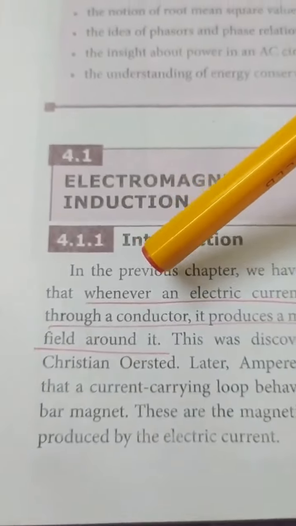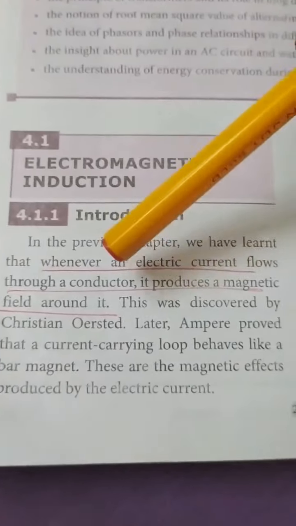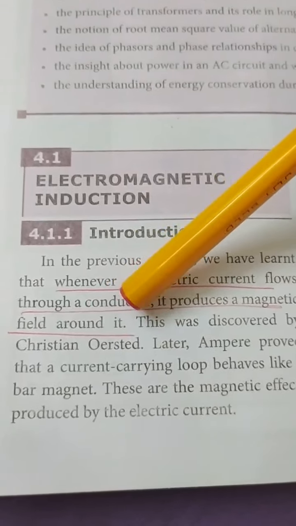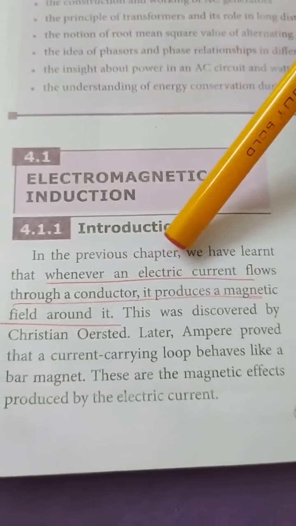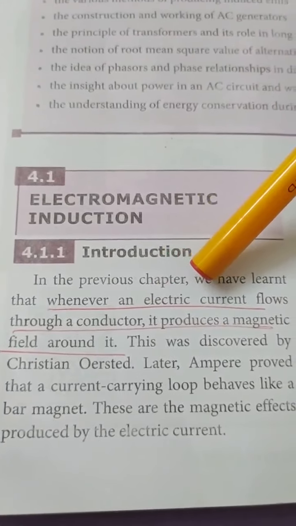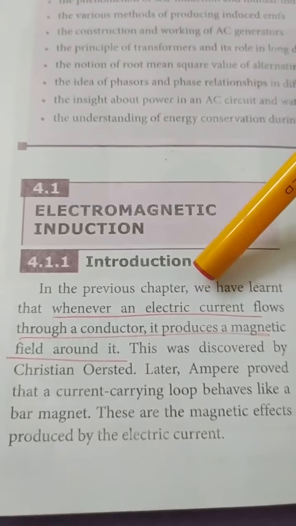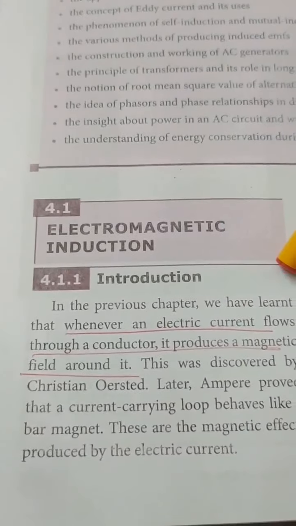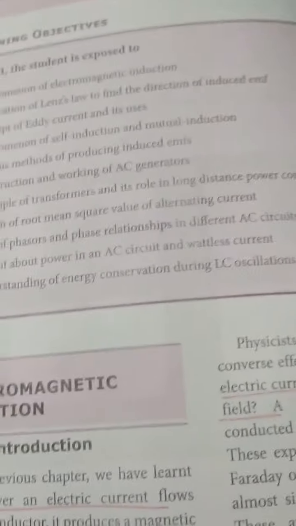And here you know this familiar fact that whenever electric current flows through a conductor, it produces a magnetic field around it. So that is a familiar fact. Current flows, heating effect is produced. Also if current flows, the magnetic effect is produced. From this we are going to see what electromagnetic induction is.